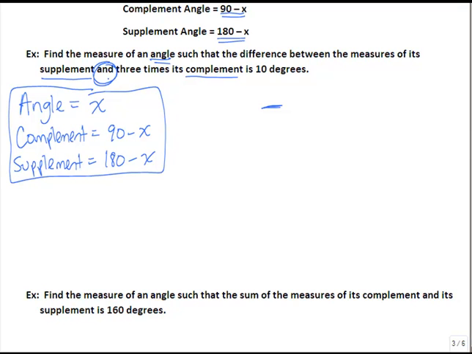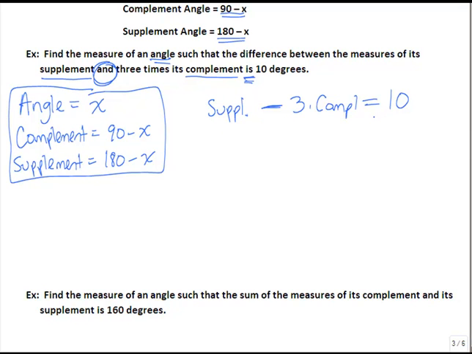So to the left of the "and," or to the left of the subtraction, is the supplement. Just going to use words here first. And then to the right of the word "and" is 3 times its complement. So 3 times the complement. And what do we know about this? We know that it is, and "is" is that keyword for equals, 10 degrees. So this has to equal 10. So the difference between the supplement and 3 times the complement is 10. So there's kind of our basic equation.